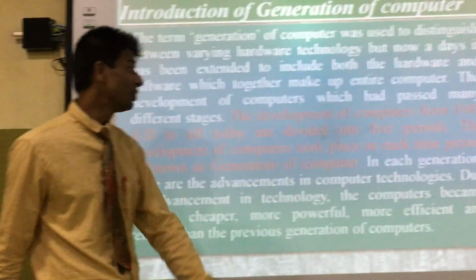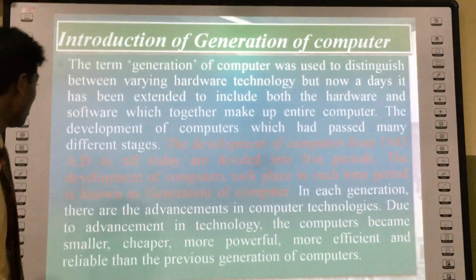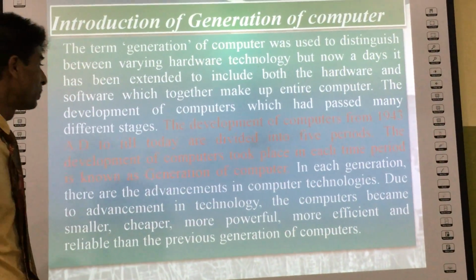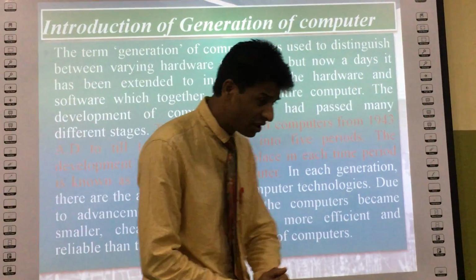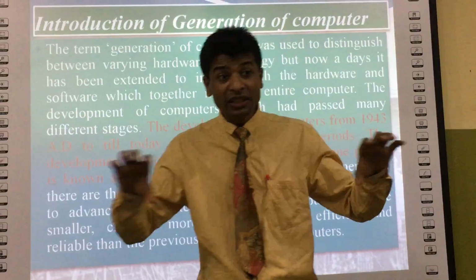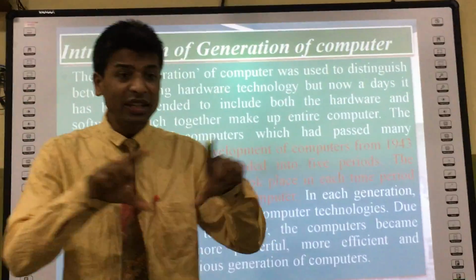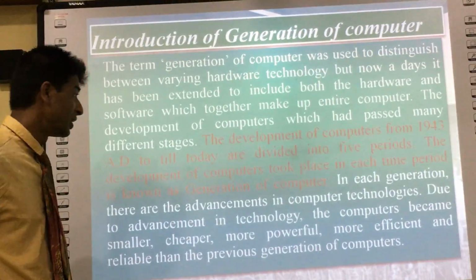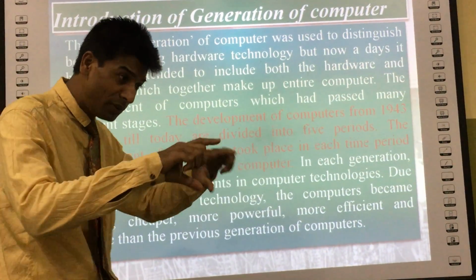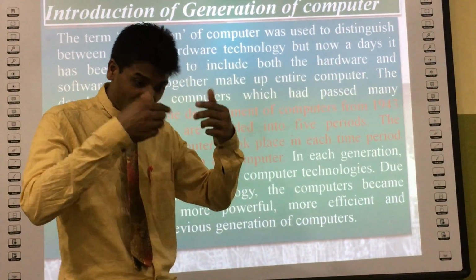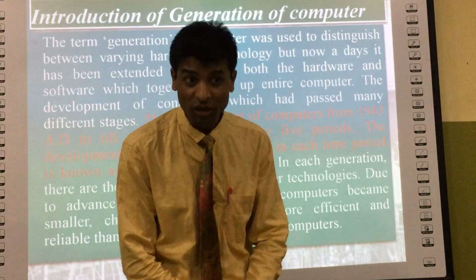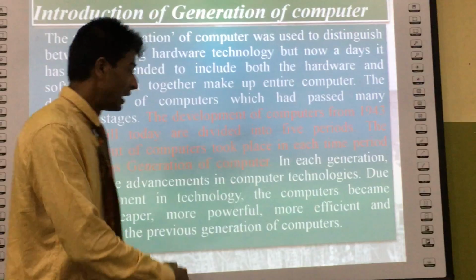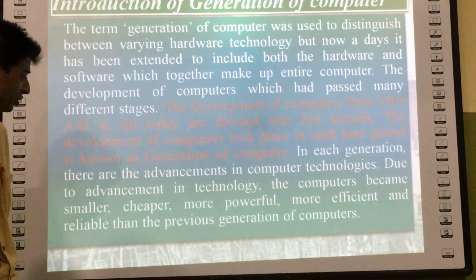Now it is divided into 5 periods. The development of computers that took place in each time period is known as a generation of computer. It means each generation has a certain date and time. Between certain dates, first generation computers were introduced, then second generation, third generation, and fourth generation computers came to the market, and I am going to explain them.